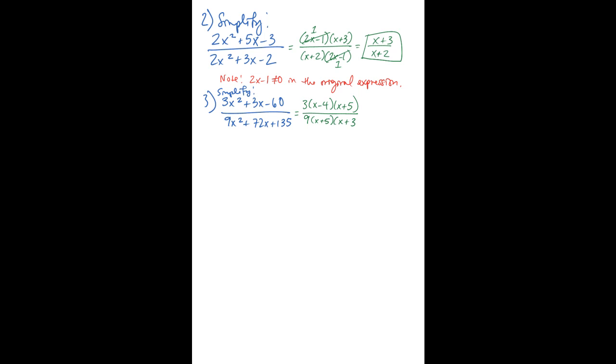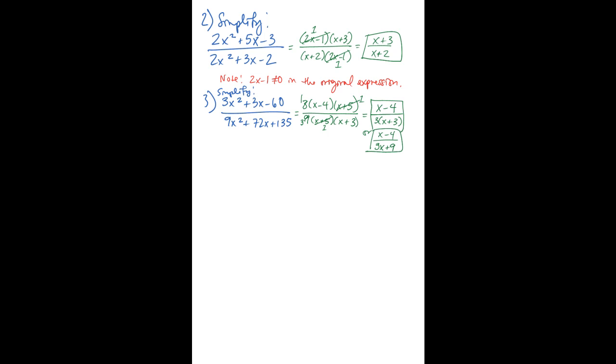So we notice the 3 and the 9 have a 3 in common, so 3 divided by 3 is 1, 9 divided by 3 is 3. And then x plus 5, we divide them both by x plus 5, and we get 1. So for our final answer, we get 1 times x minus 4 on the top, which is x minus 4. On the bottom, we get 3 times x plus 3, which we could also write this way, if we prefer. Doesn't matter. Either one of these ways of writing is fine.